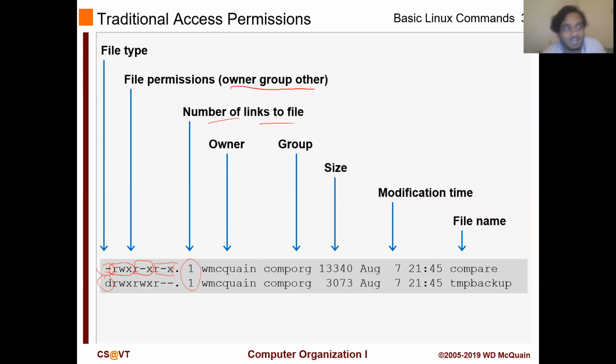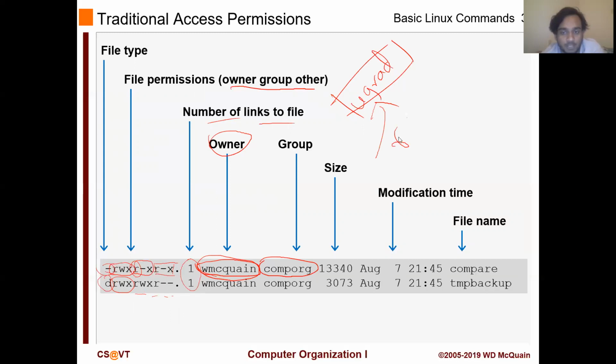Then the number of links, you will see a number, a very random number. These are links, and I don't think you will be learning about this in this course, so you can ignore it for now. Then it will specify who is the owner of this file. In this case, the owner is McQueen, and then it will say what group this file belongs to. For example, if there is a file with ugrad as a group, and it has a read permission on that, then you as a ugrad can access that file. And if all of these don't have any sort of permission, in that case you can only access it if you are the owner.